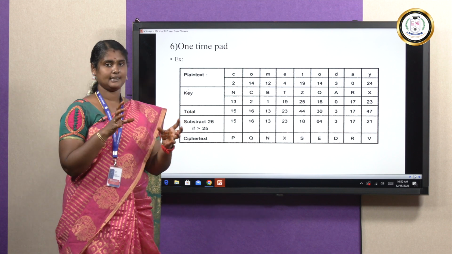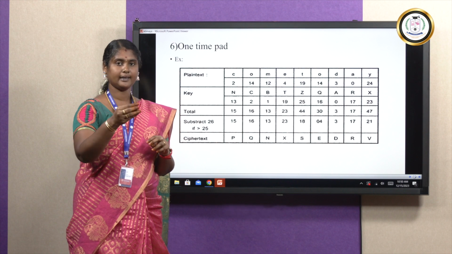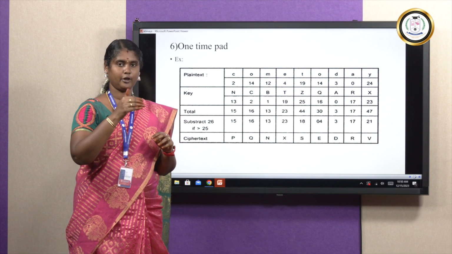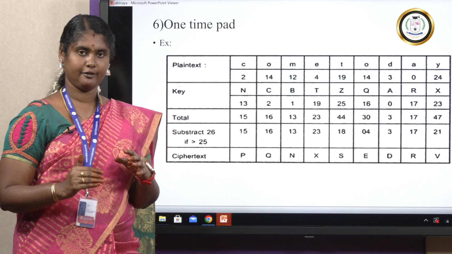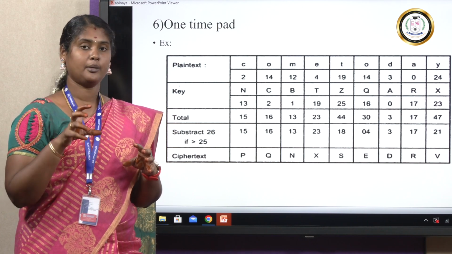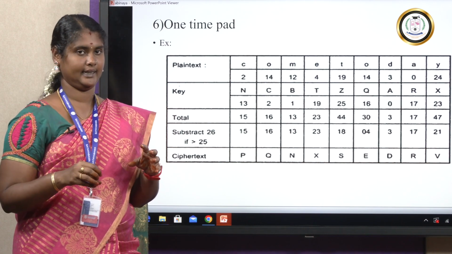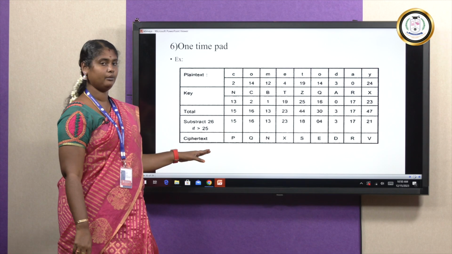So till now we were substituting an alphabet alone, but in one time pad we need to take a number for a particular alphabet, for your plain text as well as your key. We need to take the number and perform addition. So based on the answer, we take whichever alphabet is replacing there. So like that we need to perform a one time pad.